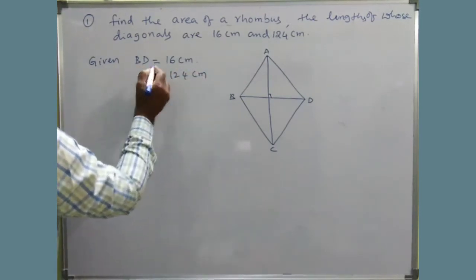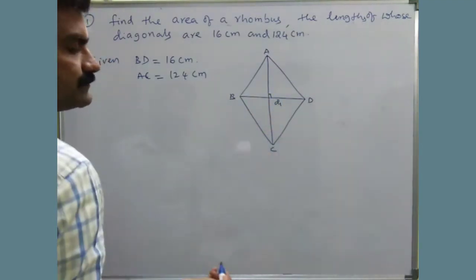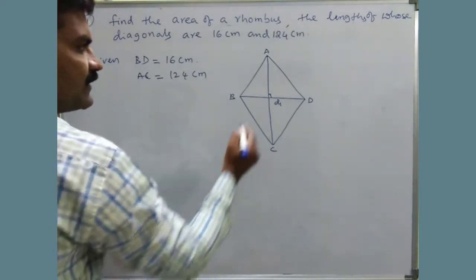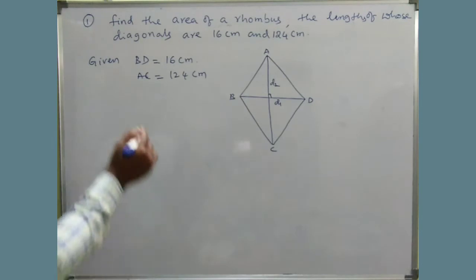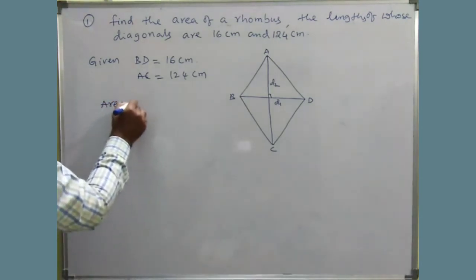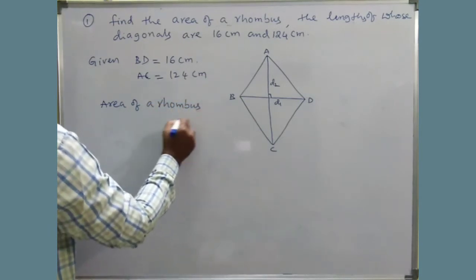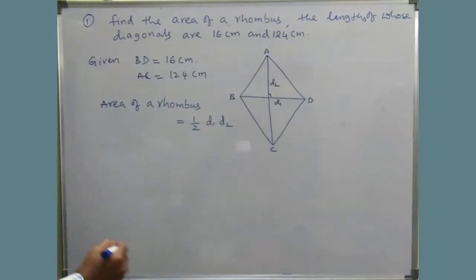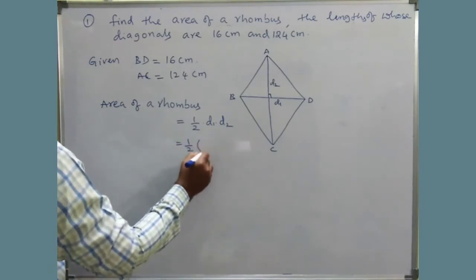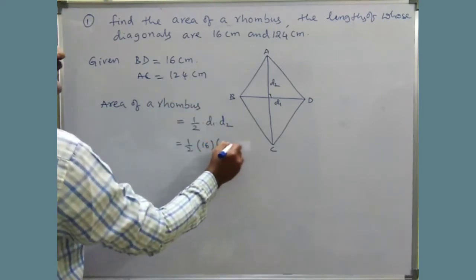24 centimeters. So usually we consider let D1 be the length of the first diagonal and D2 be the length of the other diagonal. Then what is the formula for area of a rhombus? Area of a rhombus formula half D1 into D2. That is half into length of the first diagonal, let it be 16, and length of the next diagonal, which is 24.